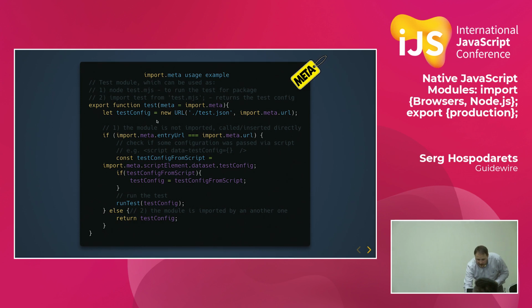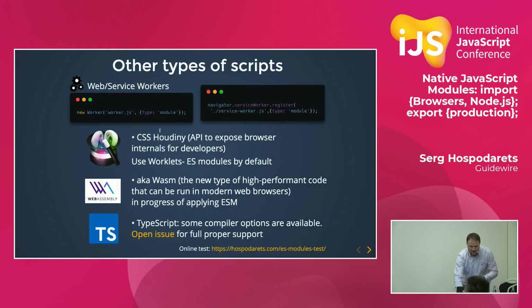So how it works in test.mjs: first of all, I'm loading test.json relative to the current file, because I have import.meta.url, which gives me the URL of the current file. Then I'm testing whether it is the main file or not, because I have import.meta.entryUrl, which, if it's the same as import.meta.url, done, it's the main file. If it's not the main file, I'm just returning the test config. If it's the main file, I'm checking if something was passed as an option and then applying this option. So you can still work with all these three attributes together.